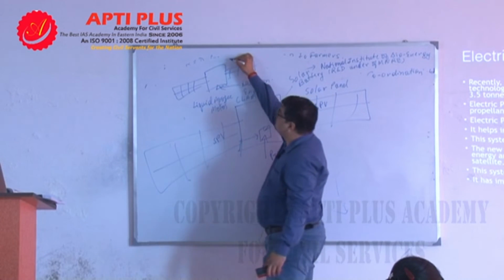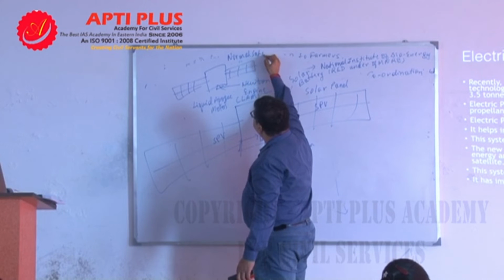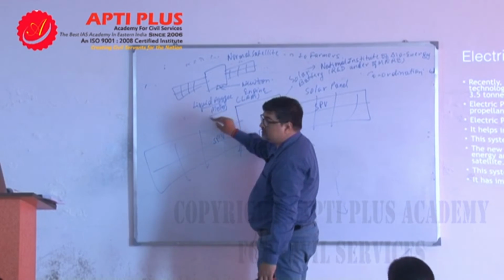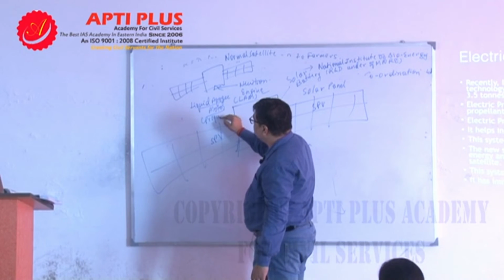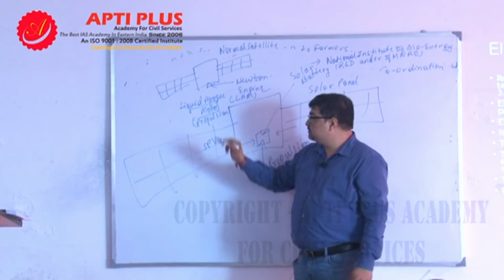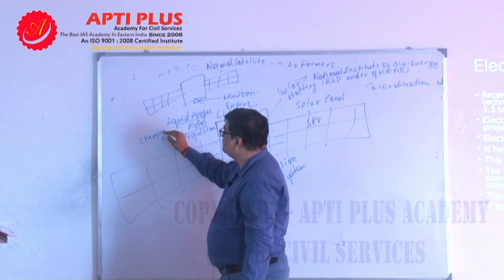This is a normal satellite. In a normal satellite, they get the necessary propulsion. How does this come from propulsion? Liquid apogee motor. That is the propulsion system. And it uses what? Chemical fuel. It uses chemical fuel here.